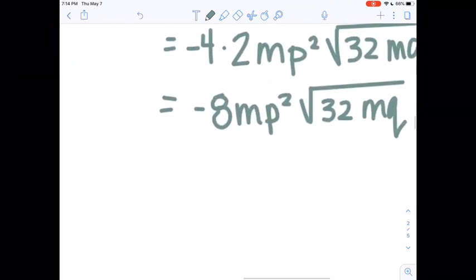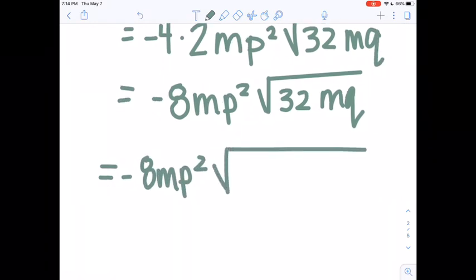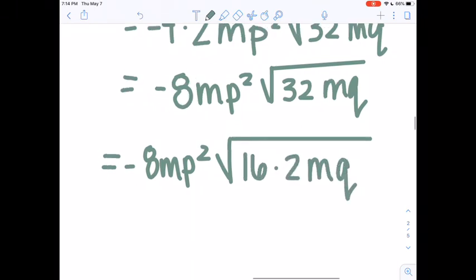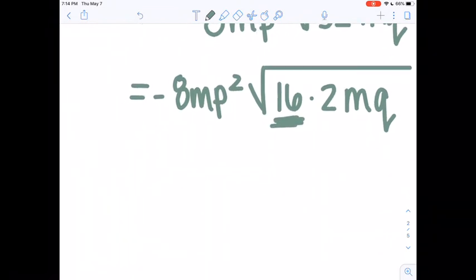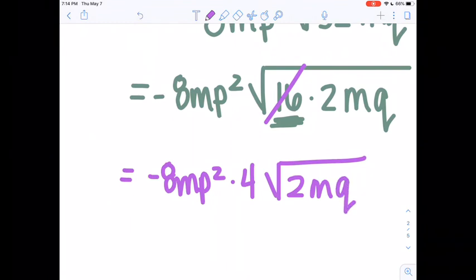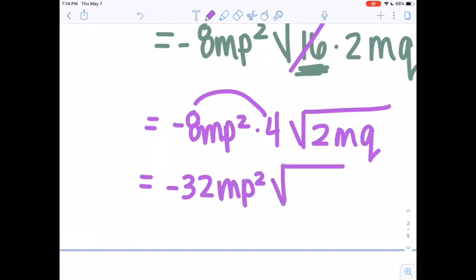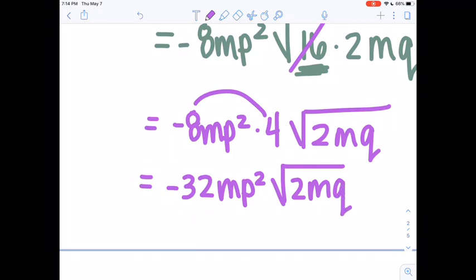So I'm going to keep the outside the same. But I know on the inside I could then change 32 to 16 times 2q. So I can now take this 16 out. So the square root of 16 is 4. Remember, you have to multiply the 4 by whatever is outside of there. And what's left is 2q inside. So multiply these together. I get -32 m p squared, square root of 2q.